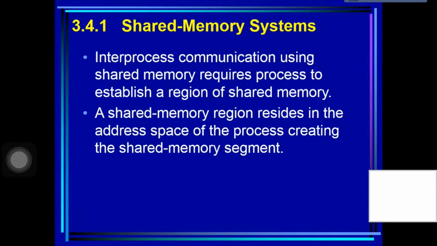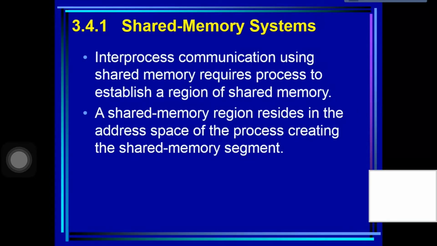The first section: shared memory systems. Inter-process communication using shared memory requires communicating processes to establish a region of shared memory. Typically, a shared memory region resides in the address space of the process creating the shared memory segment. Other processes that wish to communicate using this shared memory segment must attach it to their address space.